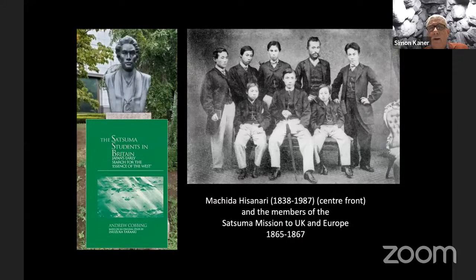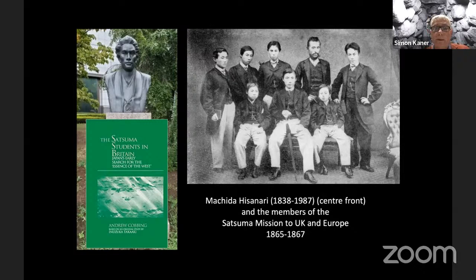And Machida and his two brothers, one here and one here, were amongst this delegation that came largely in response to an unfortunate incident where some Brits were injured by a crowd in Tokyo in 1863, resulting in a British bombardment of their city of Kagoshima. And out of this came a desire to know what this outside world that was imposing itself on Japan was really all about.